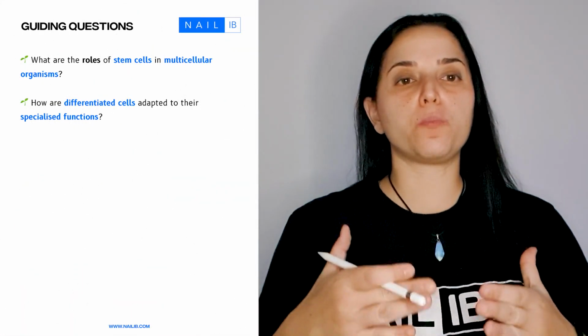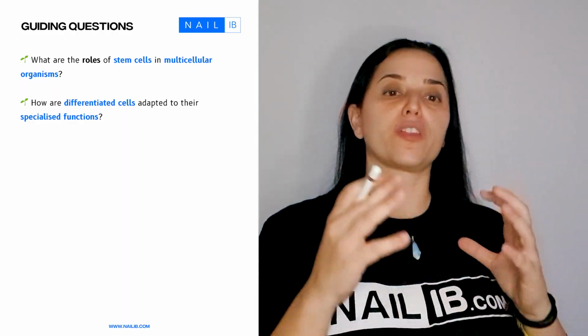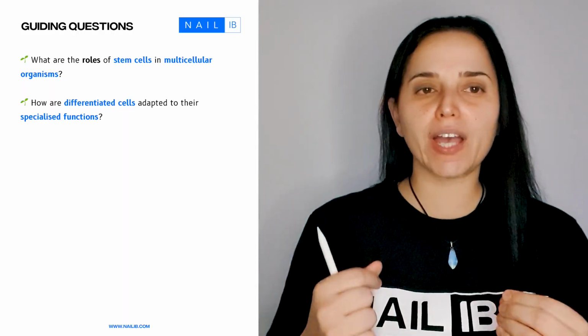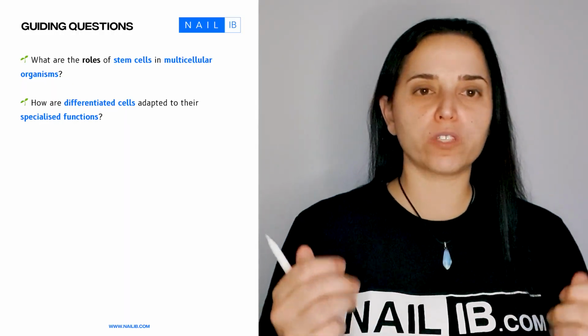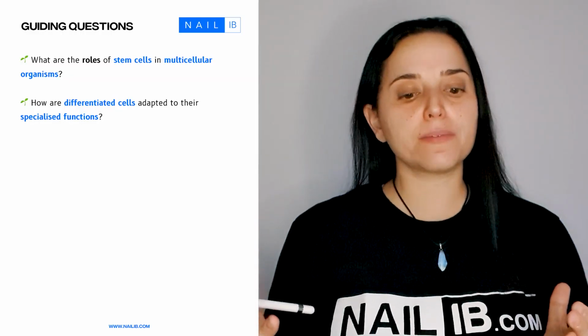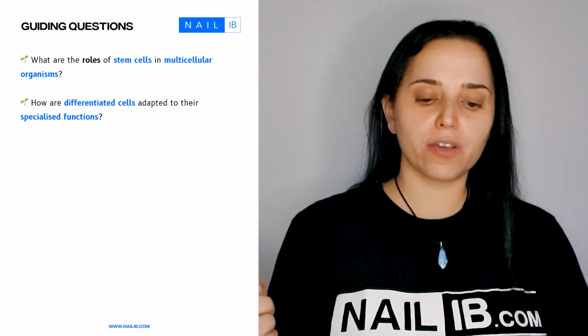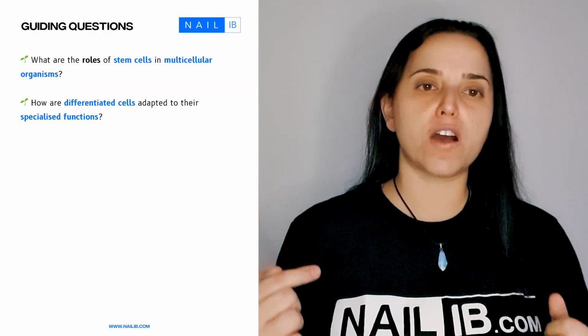We are here on B2.3 Cell Specialization for the HL students. Here are the two guiding questions. What are the roles of stem cells in multicellular organisms, and how are differentiated cells adapted to their specialized functions?